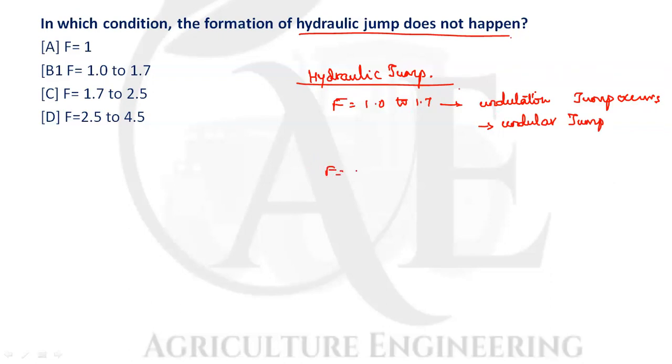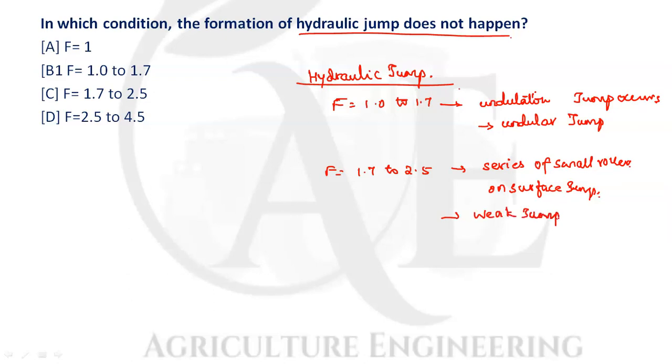The same way, when the Froude number F is 1.7 to 2.5, there will be a series of small rollers on the surface. So here also the surface jump will happen. Jump will happen means hydraulic jump will happen, it is a weak jump. So here also the hydraulic jump will happen. When the Froude number is 2.5 to 4.5, there will be an oscillating type hydraulic jump.